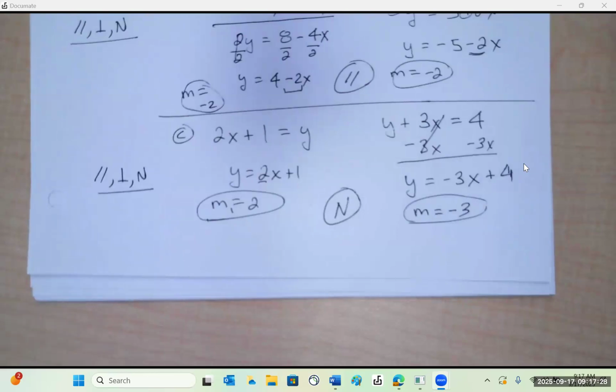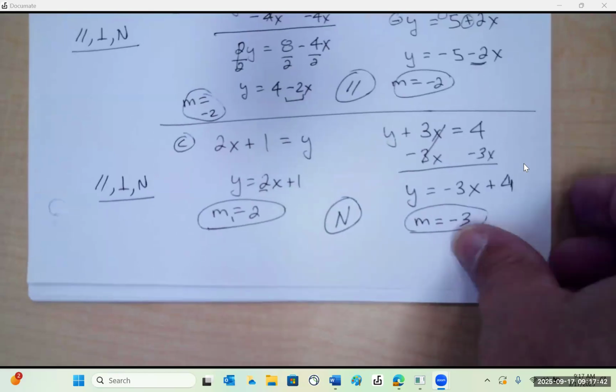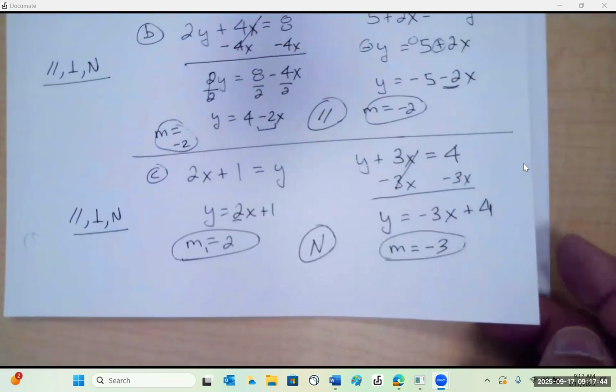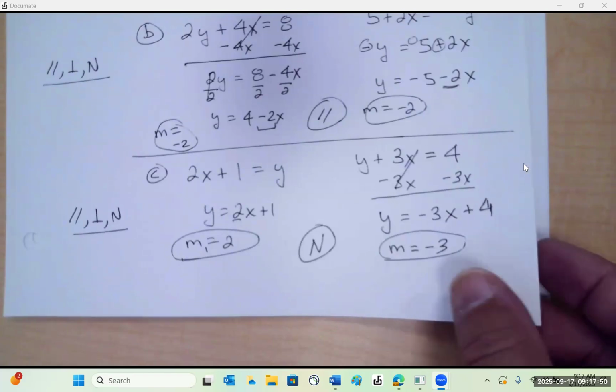So the hardest part everybody's having there is moving things around. Practice that. That's going to be very important, especially as we move along in this course. Be able to move your equations around. That's very important. All right. Let's put everything together now.